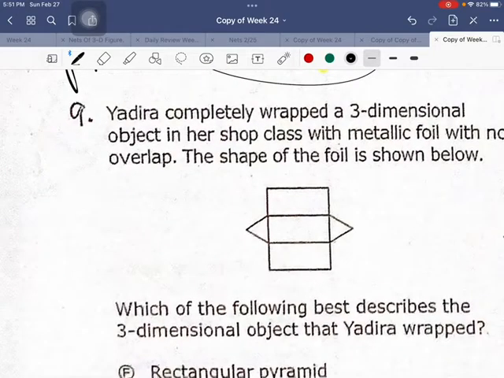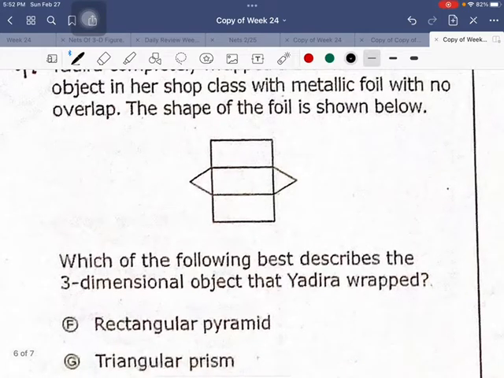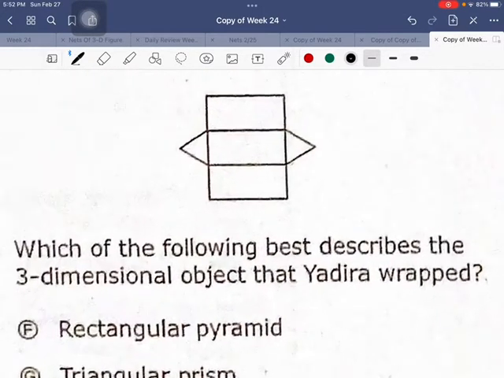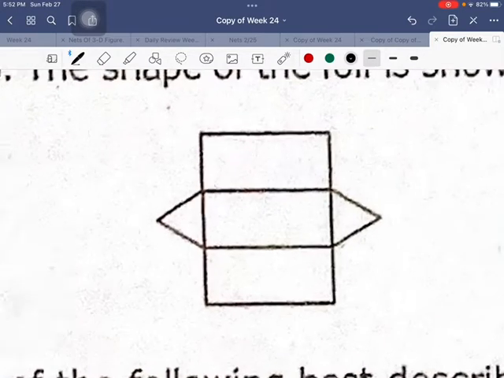Yadira completely wrapped a three-dimensional object in her shop glass with metallic foil with no overlap. The shape of the foil is shown below. Which of the following best describes the three-dimensional shape object that Yadira wrapped?